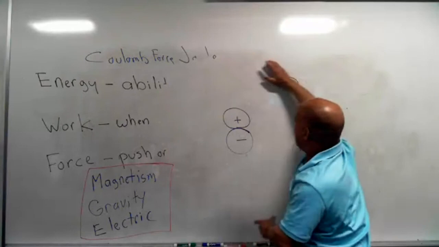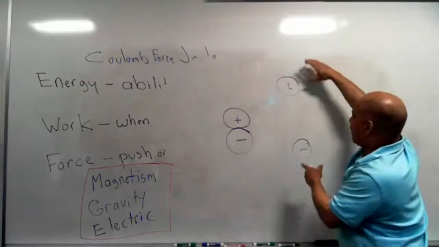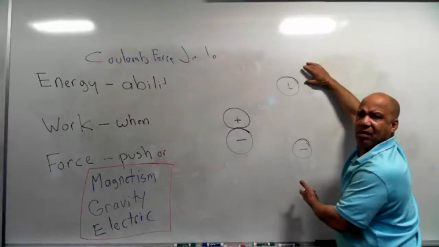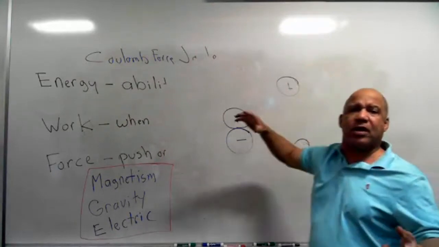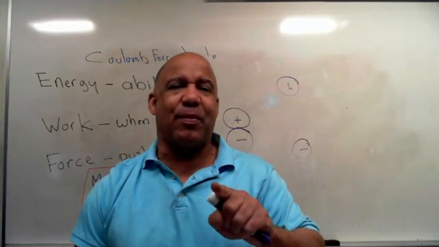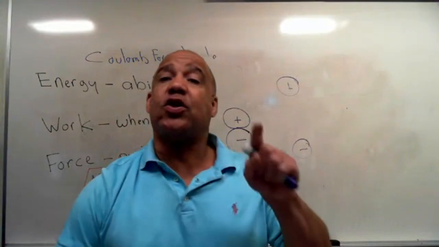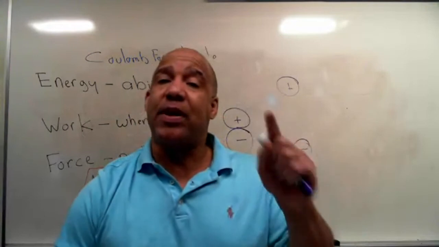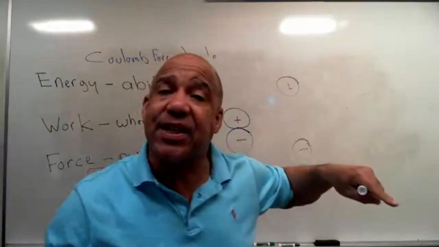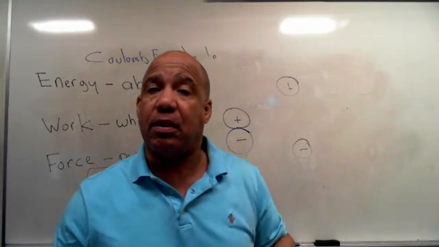Let's say I do 10 joules of work in separating those charges to get them like this. When I have them like this, where'd the 10 joules go? Well, they're stored. Let me answer my own question. They're stored as potential energy in the charge, but not gravitational potential energy.